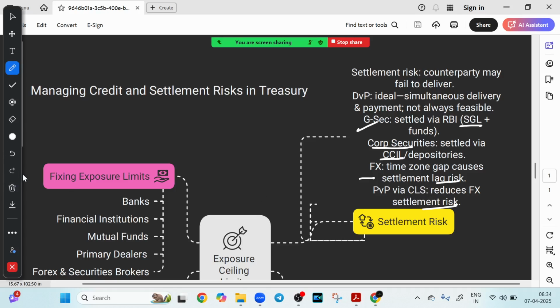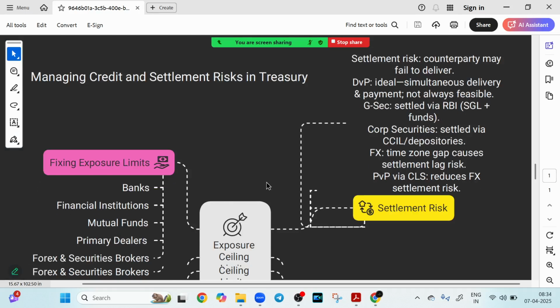If you look at the purpose of this exposure ceiling limit, what is the purpose of this limit? Let's look at it on the right side.